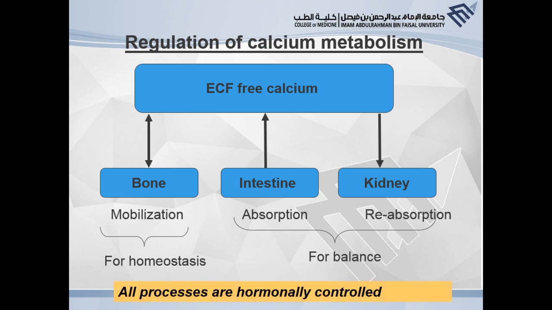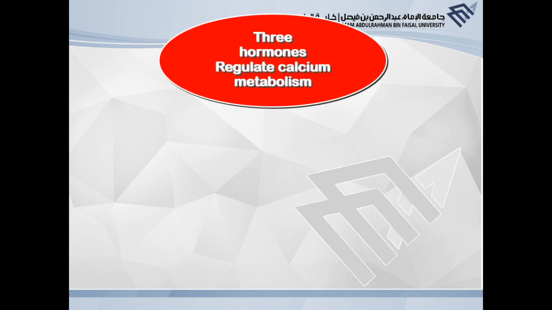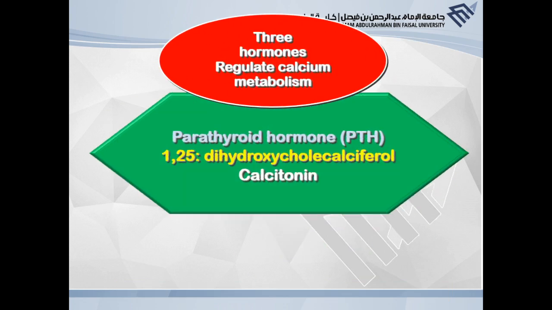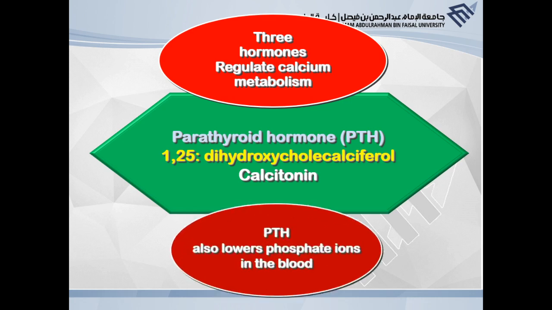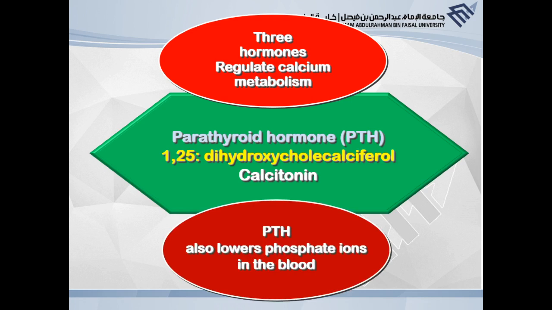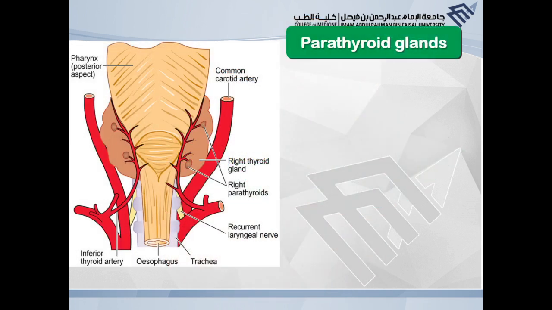All of these processes, the mobilization between the bones, absorption from the intestine, and reabsorption from the kidneys, are under the control of hormones. There are three hormones that regulate calcium metabolism: parathyroid hormone, 1,25-dihydroxycholecalciferol, which is the active form of vitamin D, and calcitonin. Parathyroid hormone, in addition to controlling calcium, also lowers phosphate.